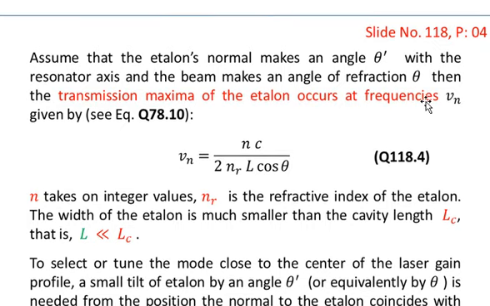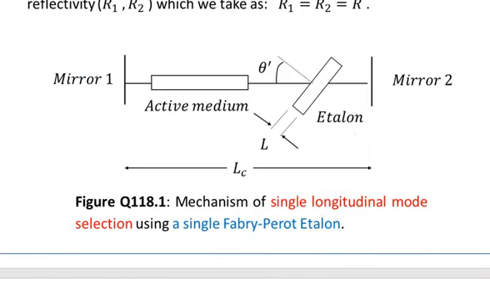Next, we present the theory by which we can understand how the selection will be possible. Assume that the Etalon's normal makes an angle theta prime with the resonator axis and the beam makes an angle of refraction theta. So you see that I have not shown the angle theta. What is the angle theta? This is the normal angle with the input beam. The Etalon normal makes an angle theta prime with the input beam. And when the light enters the Etalon, it will make an angle which we call theta, and that theta angle will also be the angle with the normal. So the angle of refraction inside the Etalon will be theta.